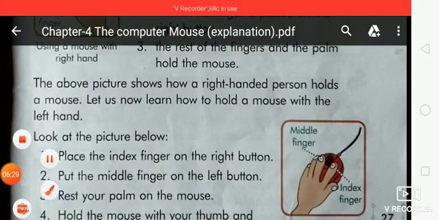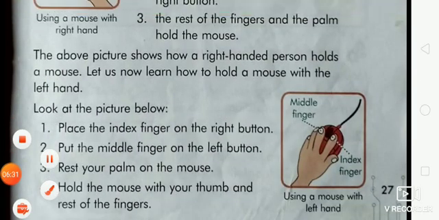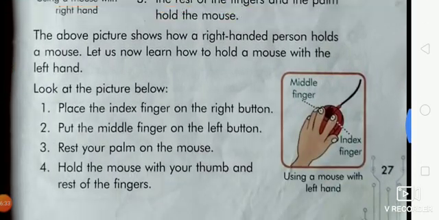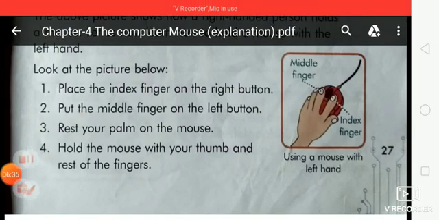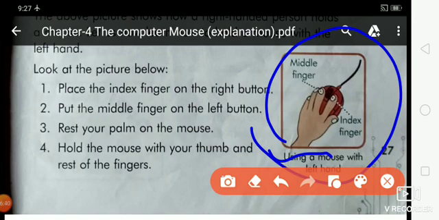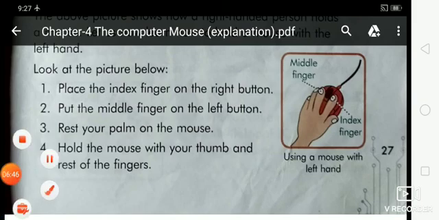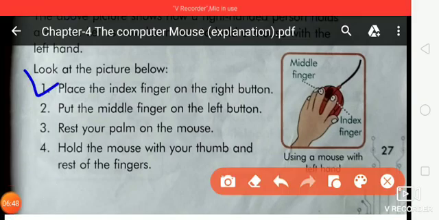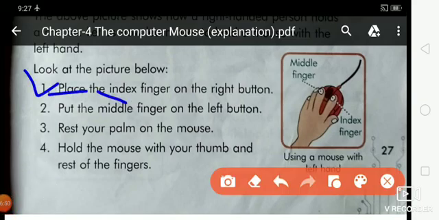Now students, look at this picture given below, and this is how a left-handed person will hold a mouse, okay. So tip 1 is place the index finger on the right button, okay.